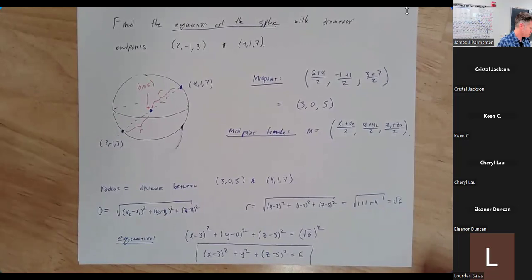So, distance formula, just like the regular distance formula in two dimensions, you're just adding on the (z2 minus z1) squared as the third part of it. But it's very much like the regular distance formula in two dimensions.